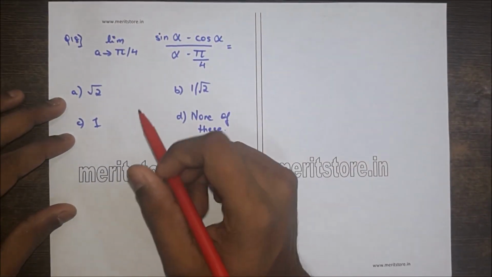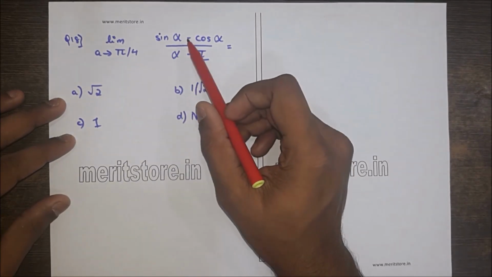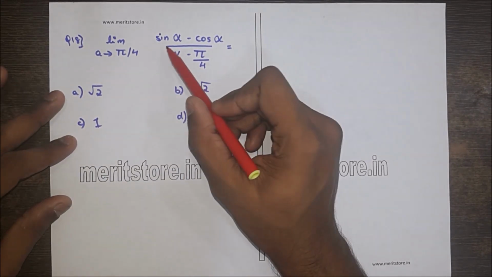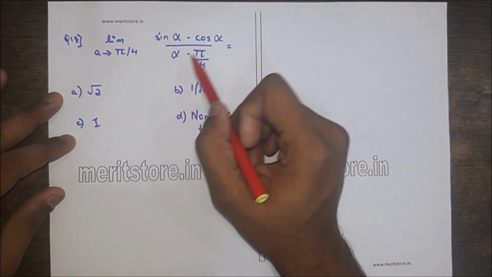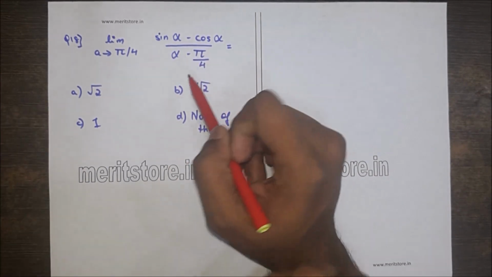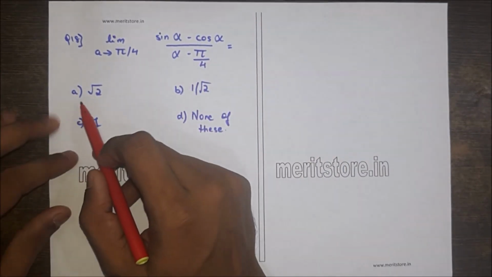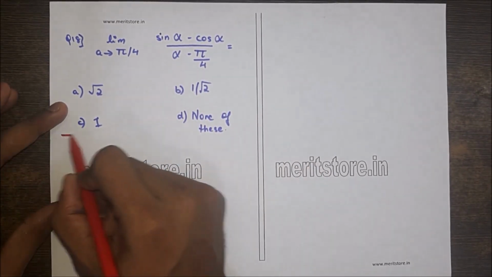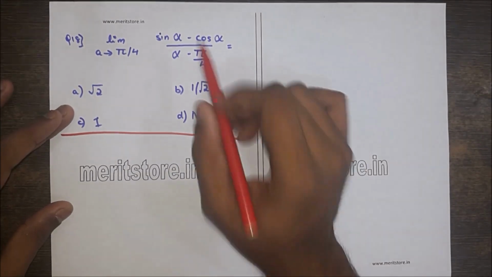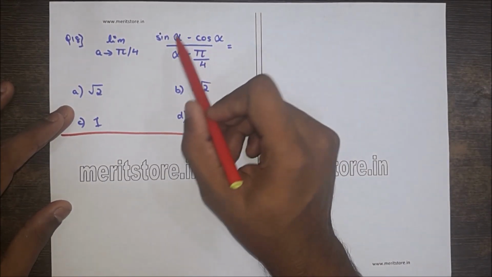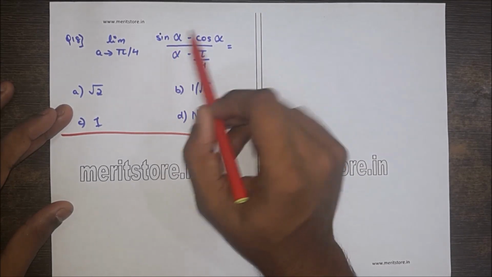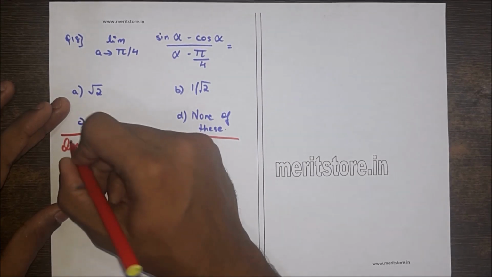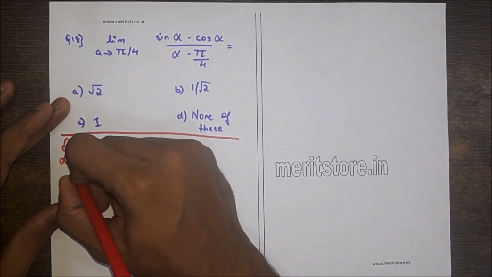Limit of alpha tends to pi by 4, sine alpha minus cos alpha upon alpha minus pi by 4 equals: a root 2, b 1 by 2, c 1 and d none of these. What we would want to do is get these in terms such that we can solve it easily. What we do here is we have limit of alpha tends to pi by 4.